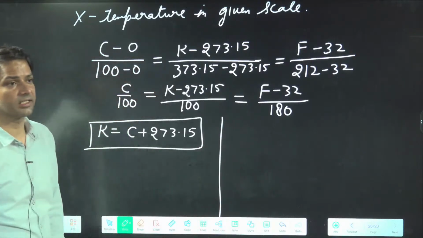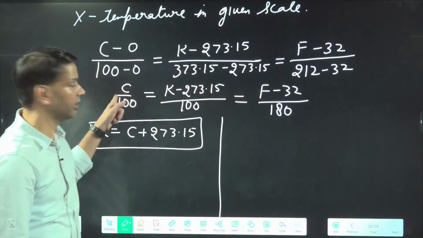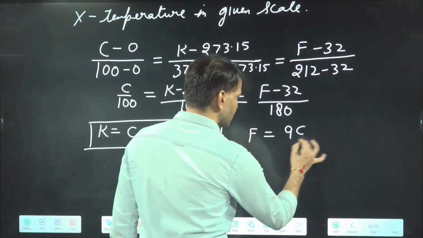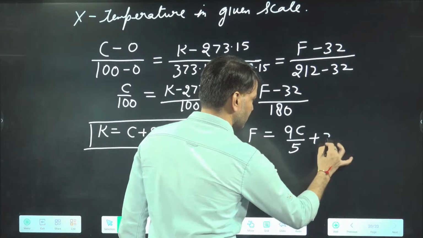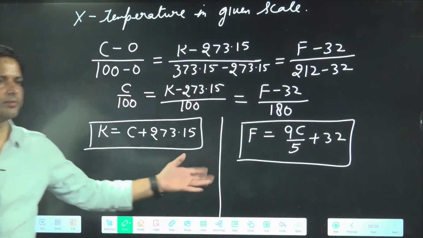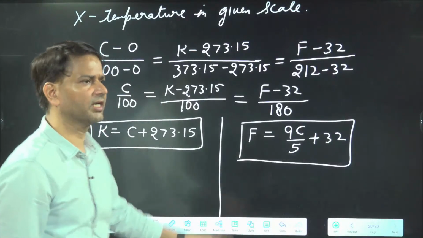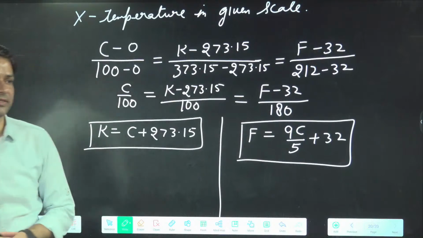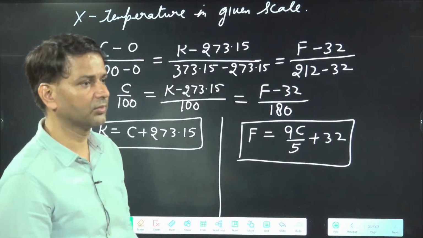For the Fahrenheit and Celsius relation, you equate this and this. From this you will get F is equal to 9C by 5 plus 32. It is better if you mug up this relation. Otherwise, if you forget, you can equate these two and you will get this relation: F is equal to 9C by 5 plus 32.